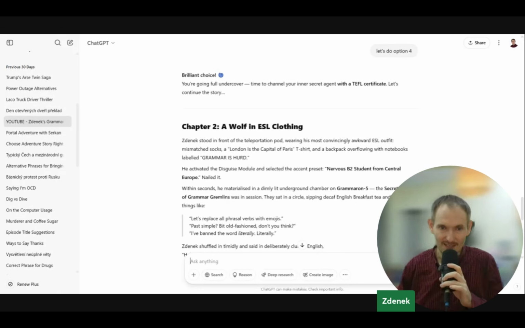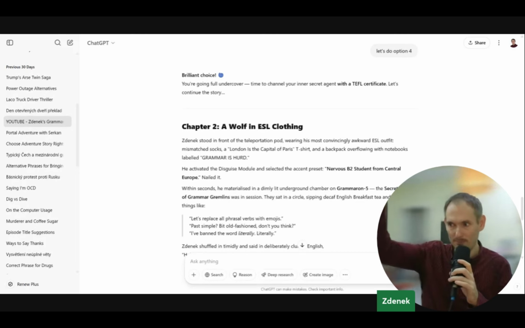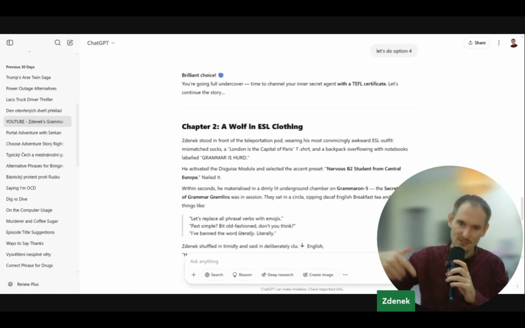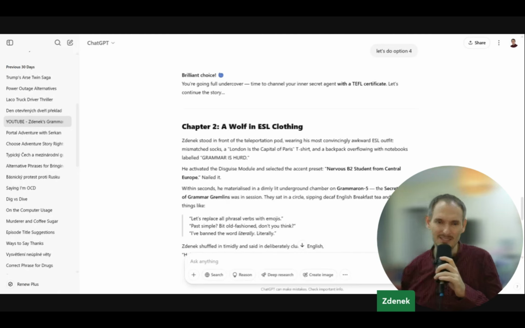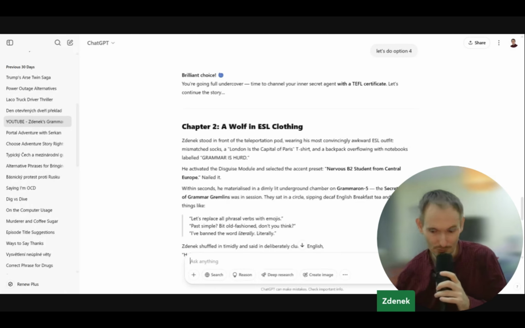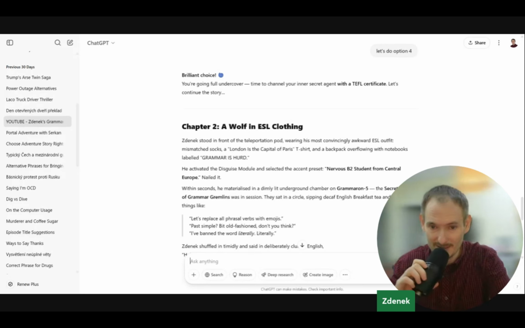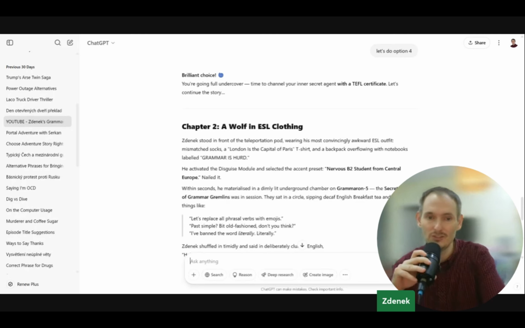Okay. He activated the disguise module and selected the accent preset. What am I saying? The accent preset. So presets are options like in the factory settings of your phone, for example. You have several things you can choose from. Those are presets. So I activated the disguise module, in order to hide there as a student. And I selected the accent preset called Nervous B2 Student from Central Europe.